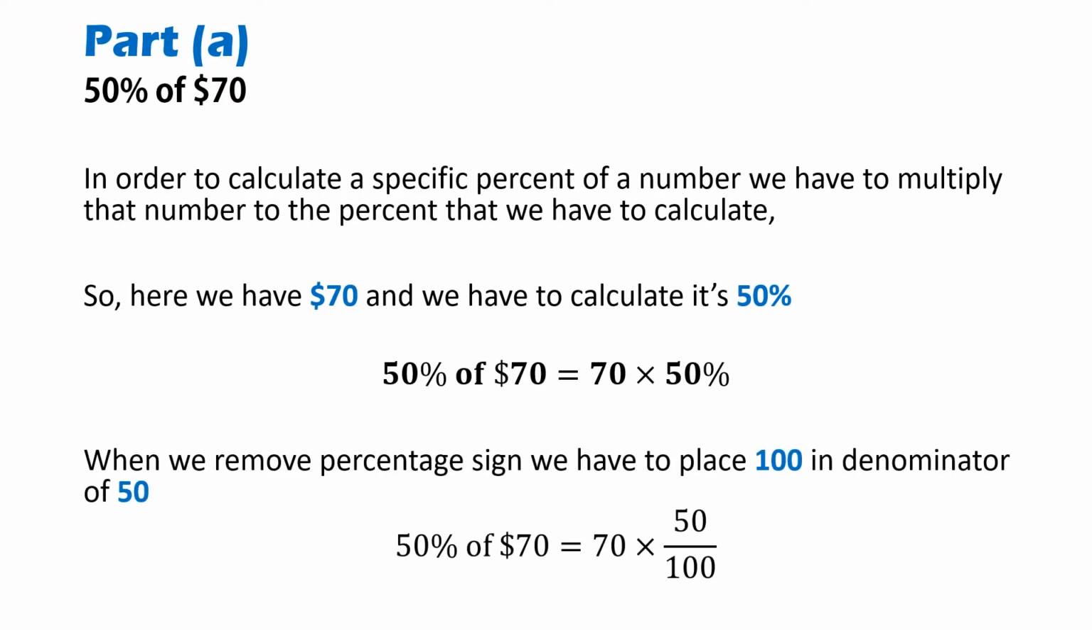Part A, in order to calculate a specific percent of a number we have to multiply that number by the percent that we have to calculate. So, here we have $70 and we have to calculate its 50%, therefore, multiply $70 by 50%. When we remove the percentage sign we have to place 100 in the denominator of 50 as shown.